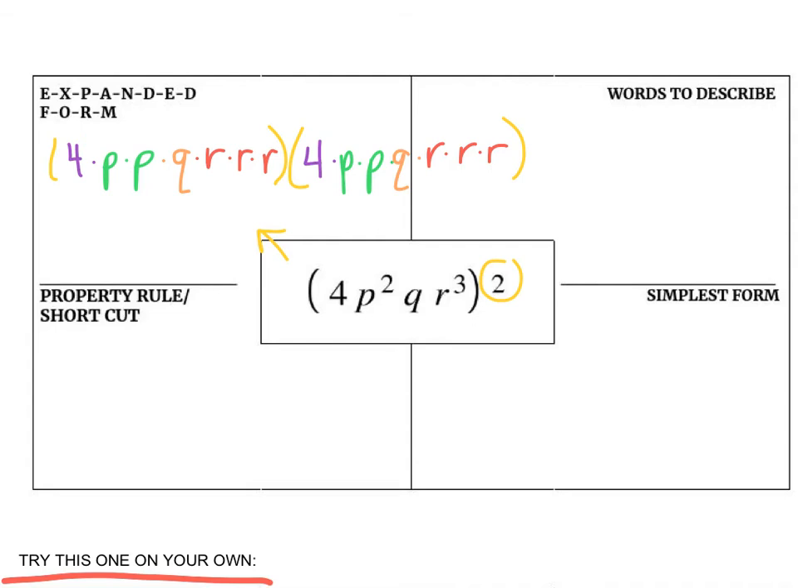Okay, so we're going to start with our coefficients. Now remember, coefficients, we just do regular math with those. 4 times 4, which is 16. Okay, now the p's. How many p's do we have? 1, 2, 3, 4. So p to the 4th. And then q to the 2nd. And r to the 1, 2, 3, 4, 5, 6. R to the 6 would be our final answer.